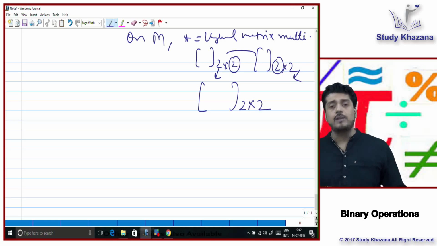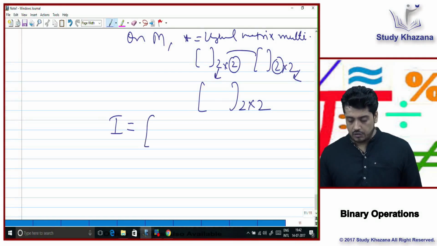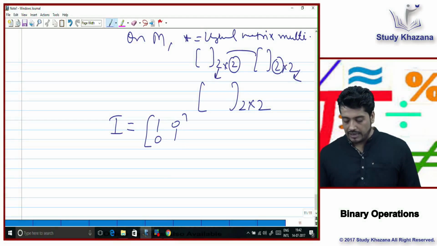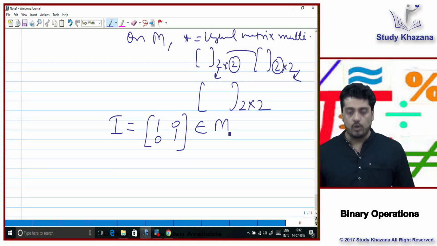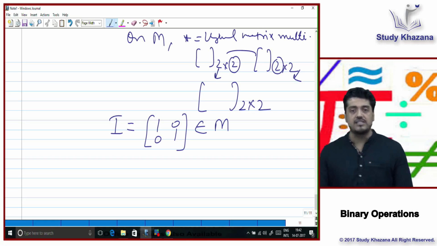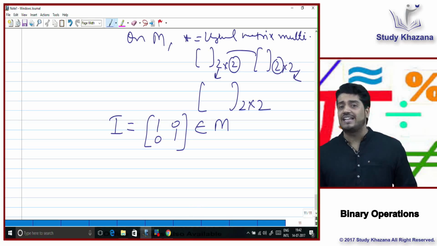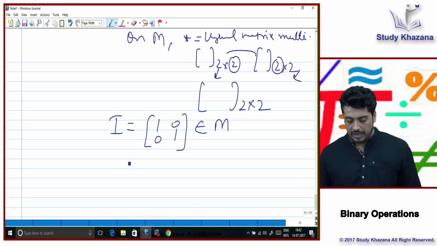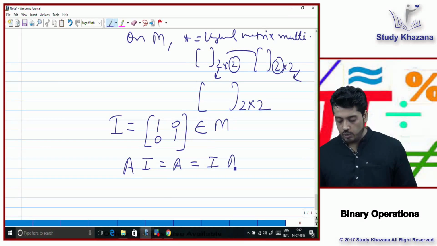Now the important point is, if we talk of the identity element, then we know that this I, which is 1 0 0 1, that is, on the diagonal places I have 1, else 0. Clearly it's a 2 cross 2 real matrix. So it belongs to M, because it is a 2 cross 2 real matrix: its order is 2 cross 2 and the entries 1 0 0 1 are real numbers. Now if I claim that this is the identity, what property must it satisfy? A into I must be equal to A, which must be equal to I into A.